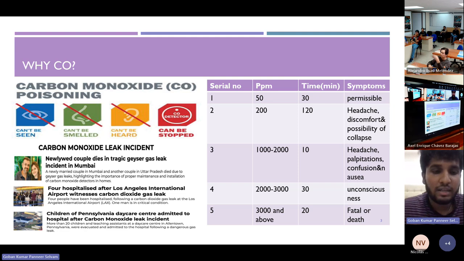Even the government has taken steps to monitor gas sensors in different countries. You can see the history of recent carbon monoxide leak incidents, where people died, suffered and got admitted to the hospital. And this tabulation represents the PPM level at different time intervals. It causes different symptoms, for example headache, discomfort, unconsciousness, nausea, fatality, and even death.